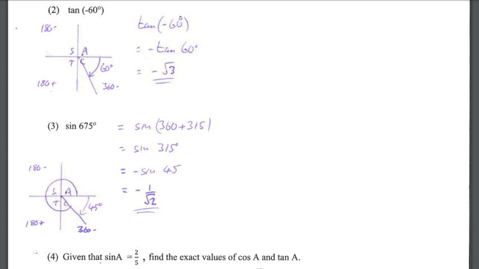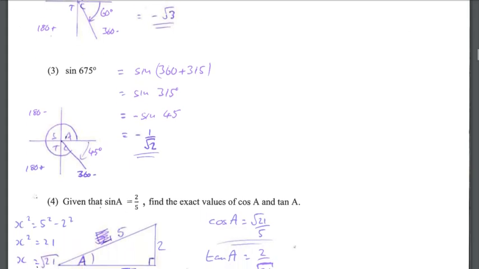And last question. Given that the sine of A equals 2/5, find the exact values of the cosine of A and the tangent of A. So again, pause. And let's have a look at question 4.